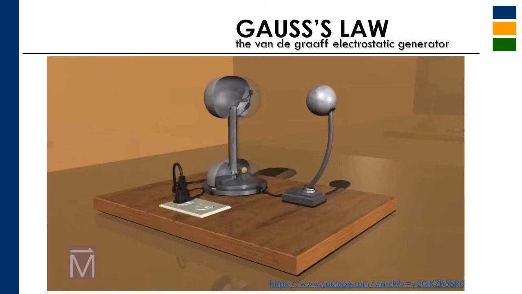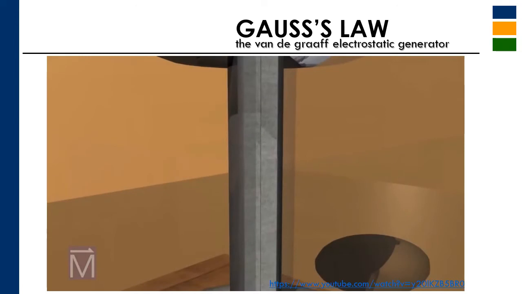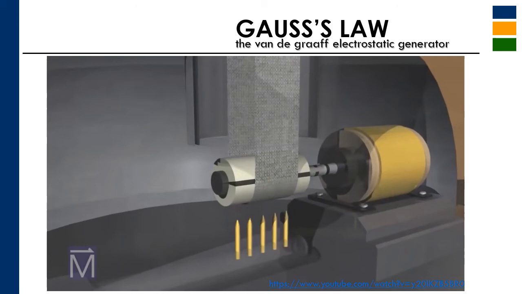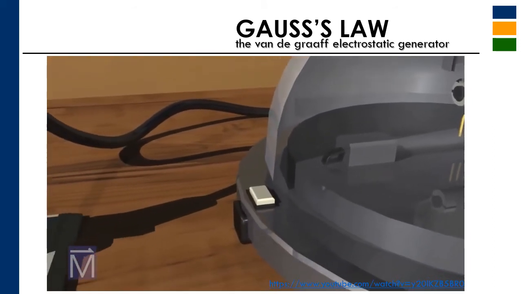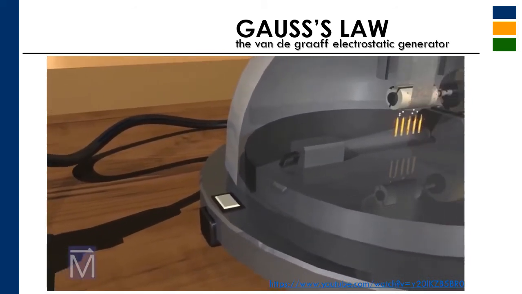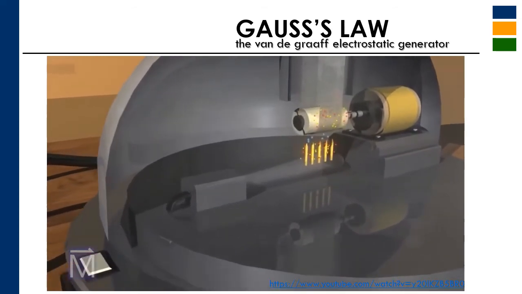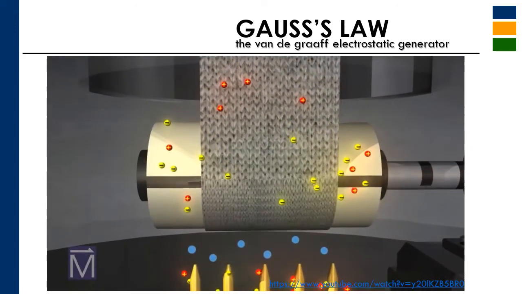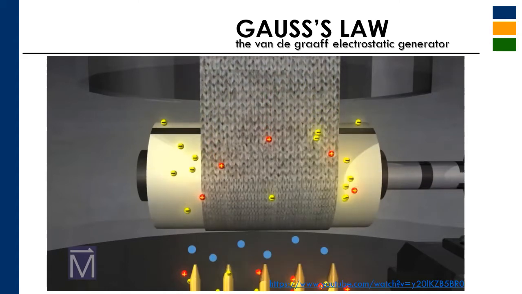In our generator, the belt is made of cotton, a relatively neutral material. The lower roller is made of Teflon, more likely to attract electrons. When the lower roller starts moving, it rubs against the belt, setting it in motion while creating friction between these two parts. The friction causes electrons to jump from the cotton to the roller, which becomes negatively charged. The belt is left with a positive charge. This exchange of charges is called the triboelectric effect.